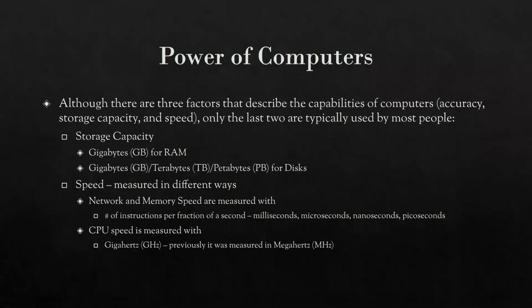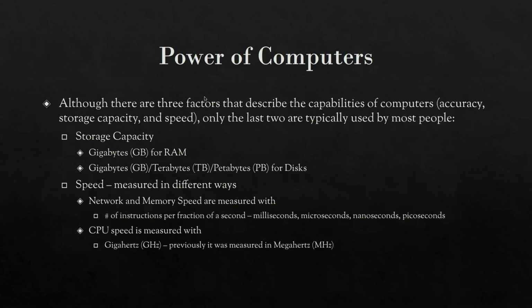So power of computers. There are three factors that describe the capabilities of a computer, and they are accuracy, storage capacity, and speed. But for most of us, only the last two are used, okay? Accuracy really applies more in scientific circles, okay, very high-end computers. We don't think about accuracy when we go to the store. So I don't go to the Apple store and think about, gosh, I want an accurate computer, right? I kind of assume that it's reasonably accurate for my purposes. But I do think about storage capacity and speed.